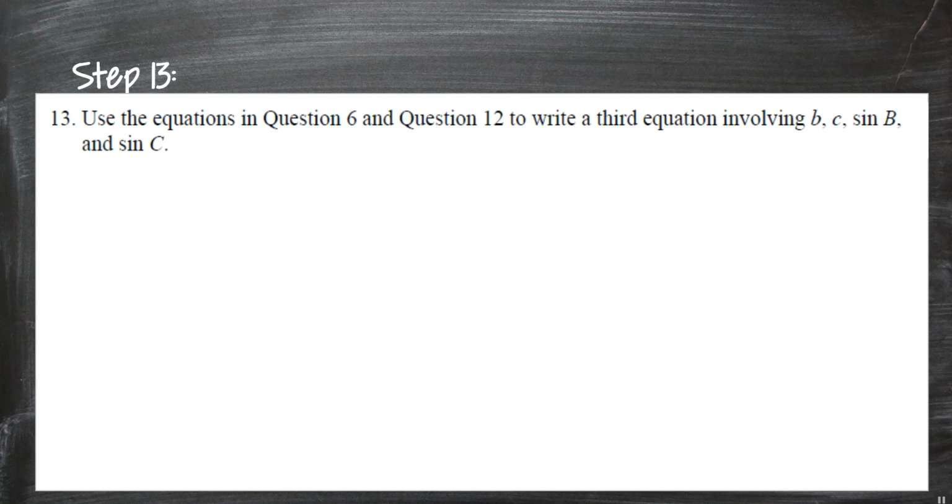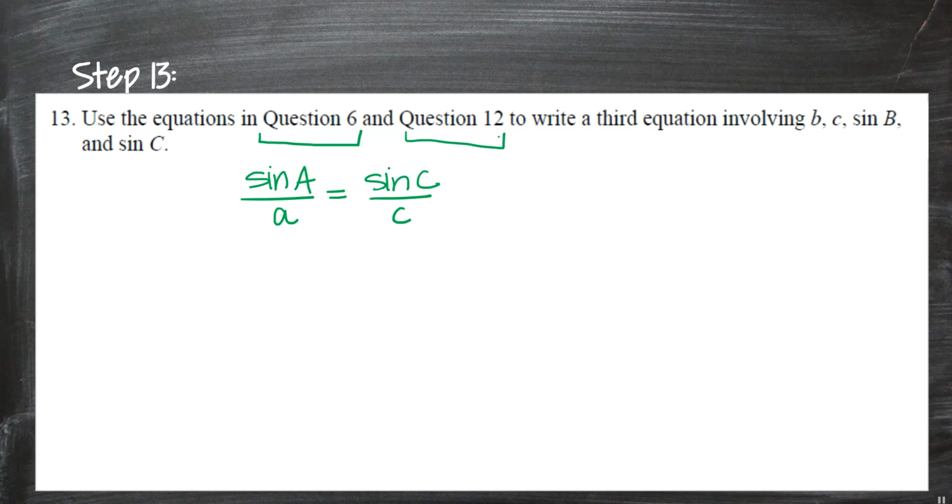So finally, we're going to put this all together. We're almost there. We're going to use the equations that we found in question 6 and question 12 to write a third equation that not only involves two angles and two sides at the same time, but we want to look at all of them at the same time. So A, B, and C. So let's remember what we got from question 6. From question 6, we were using angle A and angle C. We got the sine of angle A over A is equal to the sine of C over C.